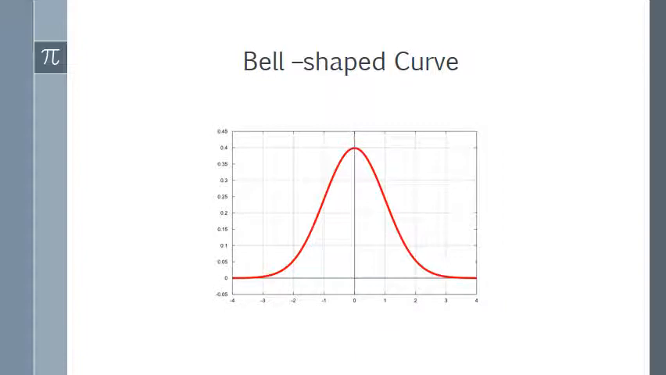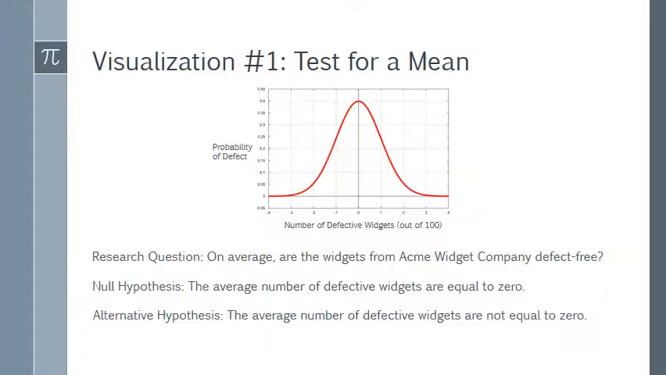Now let's discuss a bell-shaped curve. A bell-shaped curve is symmetric around its highest point, and that point is called a mean. The tails taper off to zero the further you get from the mean. Today, we're going to use it to figure out the hypotheses that match a particular data set. So let's look at visualization number one, test for a mean.